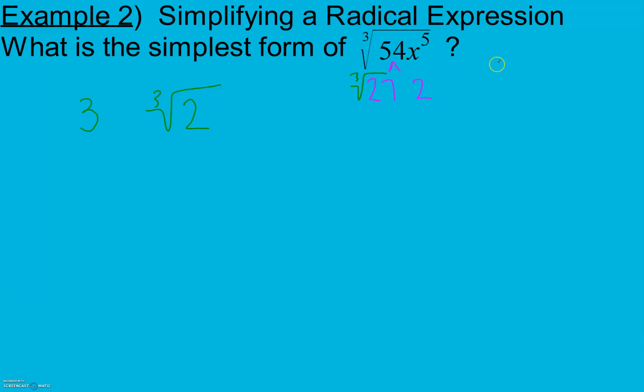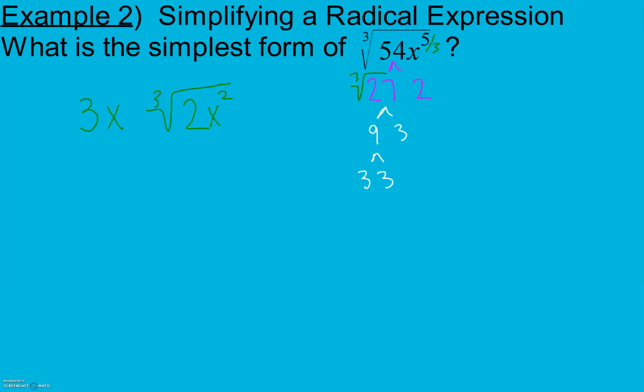I can do the same idea here with my x's. I can take 5 and divide by 3. I get 1, and I get 2 as my remainder. So those remaining 2 stay inside. The other way here is we can keep going with this. If we're not sure what perfect cubes are, or if we didn't divide and get one right away, we can break it all the way down to its prime factors using a factor tree.